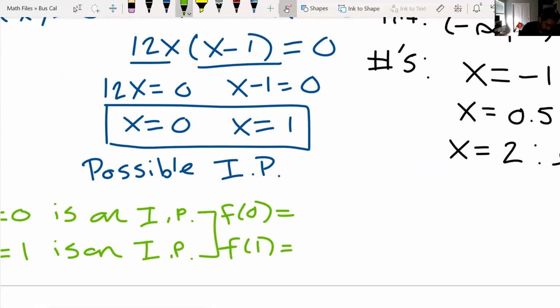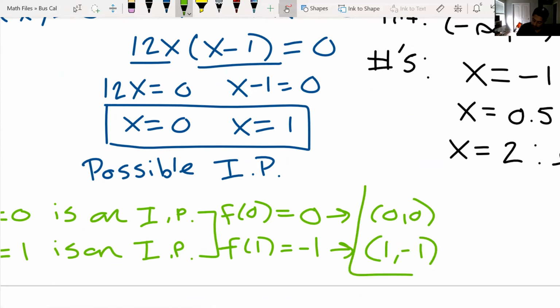If I plug in 0, I get 0, which means 0, 0 is a point of inflection. If I plug in 1, I get negative 1, which means 1, -1. These are my points of inflection.